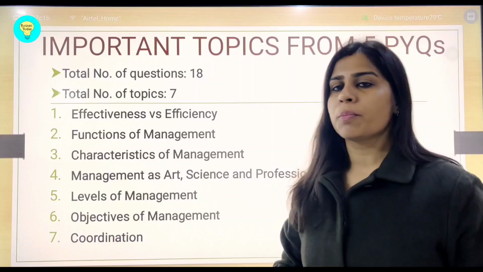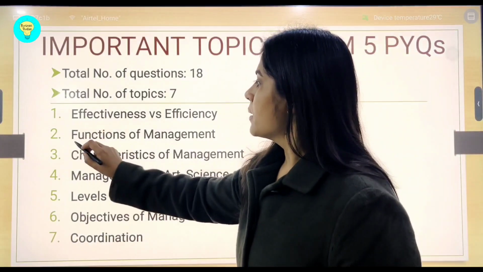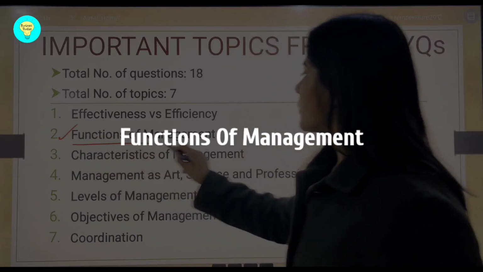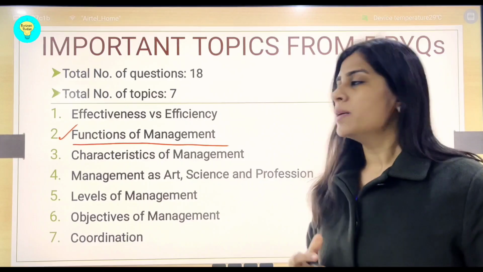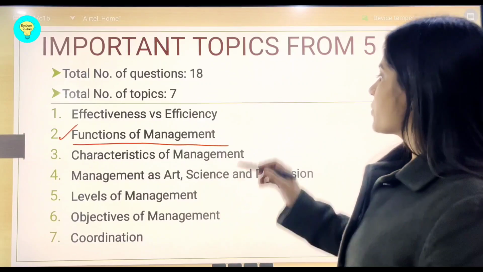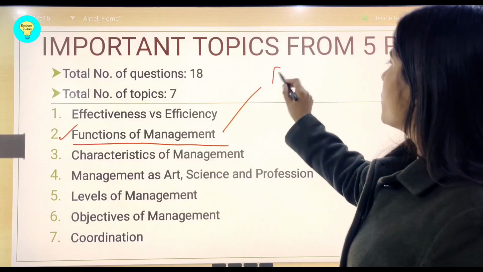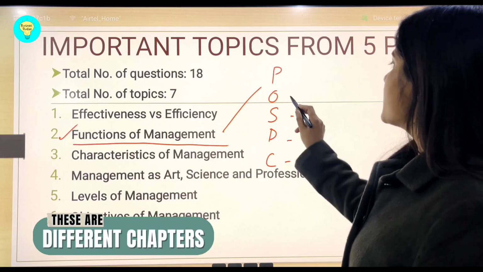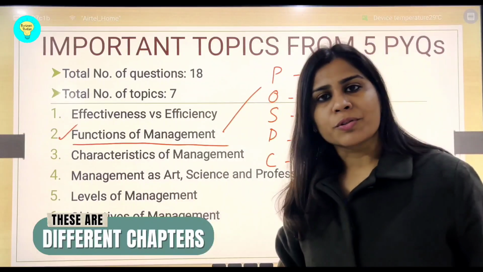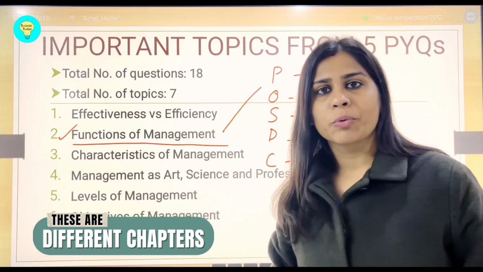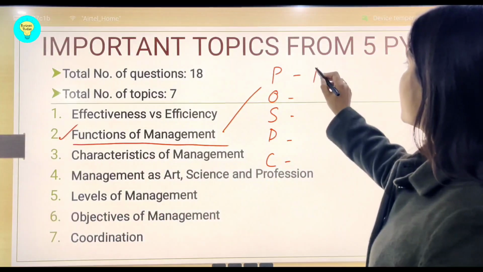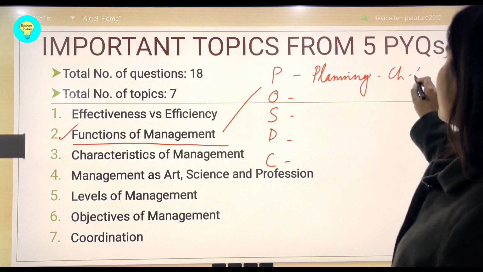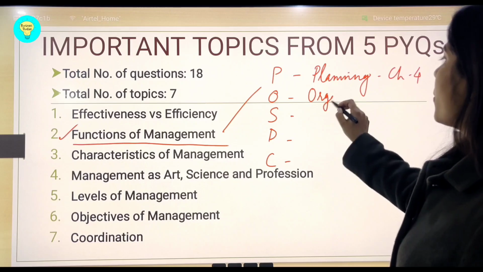Let's move towards the second topic of discussion from chapter 1, that is functions of management. Remember students, whenever you see the functions of management, you must remember an acronym called POS-DC. Surprisingly, these are the different chapters of part 1A of your NCERT book. If we talk about P, it stands for planning. That is chapter 4. O is nothing but organizing.